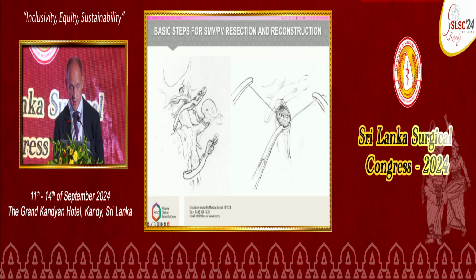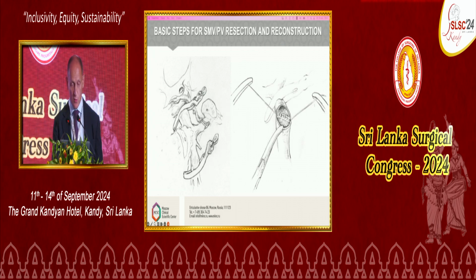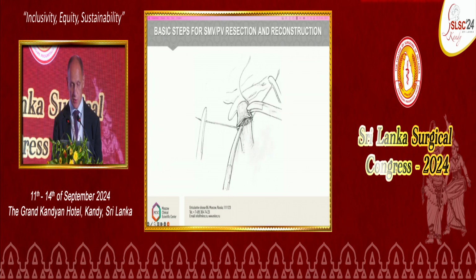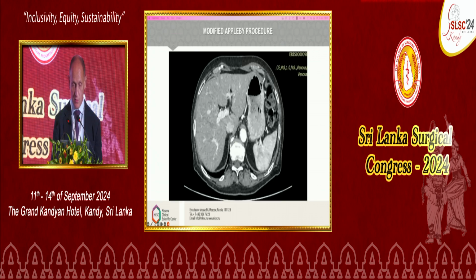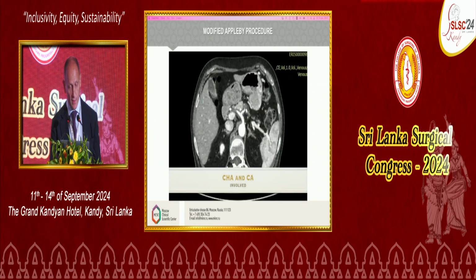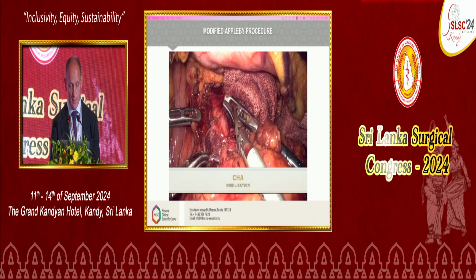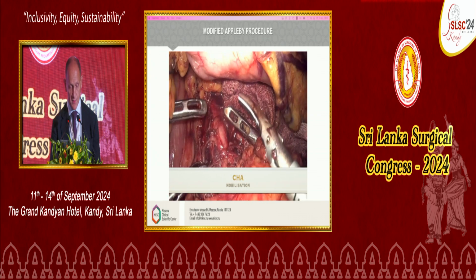Then use the 5-0 Prolene and fix the knot on the opposite side on the diameter, and then finish it with the suturing, with the continuous suture of the anterior wall. And here is an example of the growing of the tumor to the celiac axis. You see how it looks in the CT scan, the preoperative CT scan.